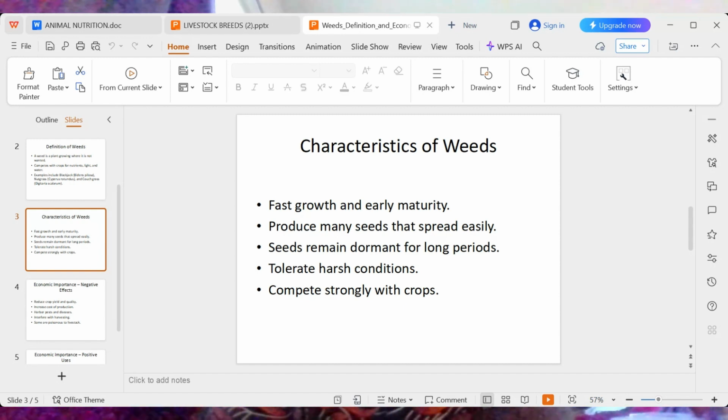So, our next session, we are going to look at the economic importance of weeds, and we have two of them, negative effects and the positive side. We are going to start with the economic importance on the negative side. And I would like one of you to give us an example of a negative effect of weeds. Unmute your microphone and say something about economic importance, negative ones.